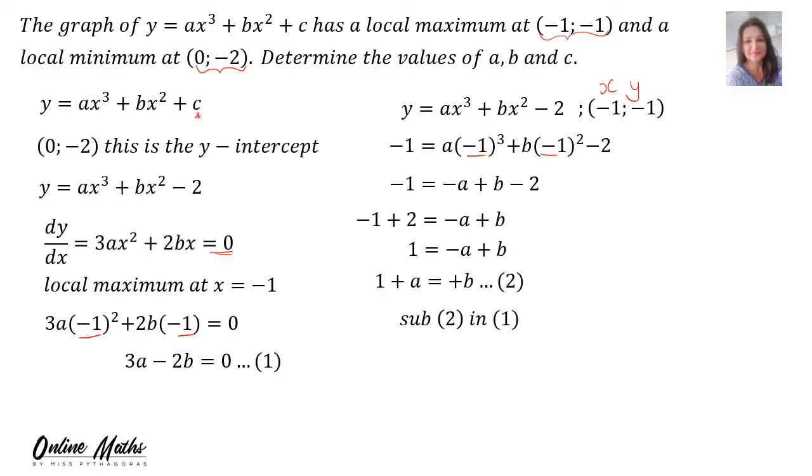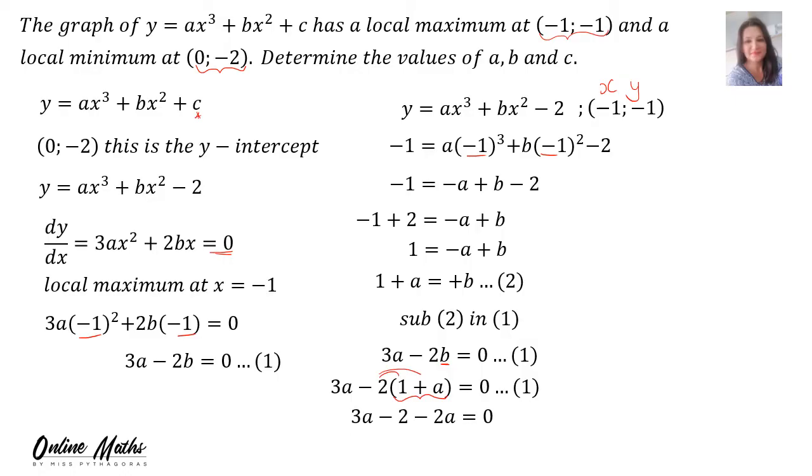Now substitute number 2 into number 1. There's number 1. In number 2's place, everywhere where you see a b, you substitute 1 plus a. In goes the minus 2. 3a minus 2a is a, minus 2 is 0, and a is equal to 2.